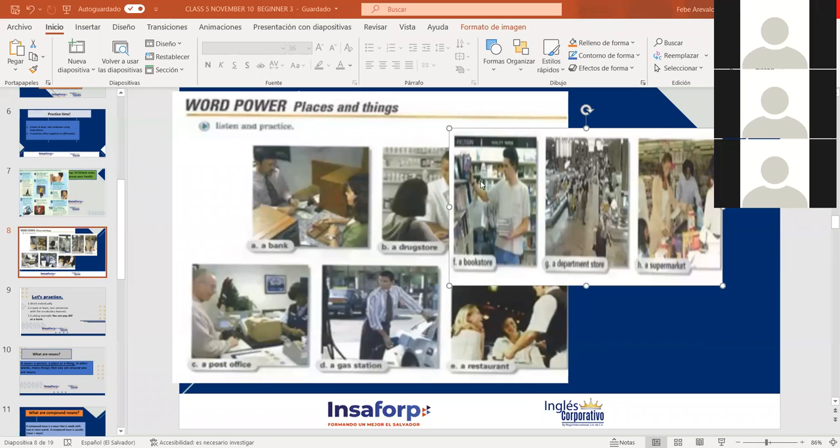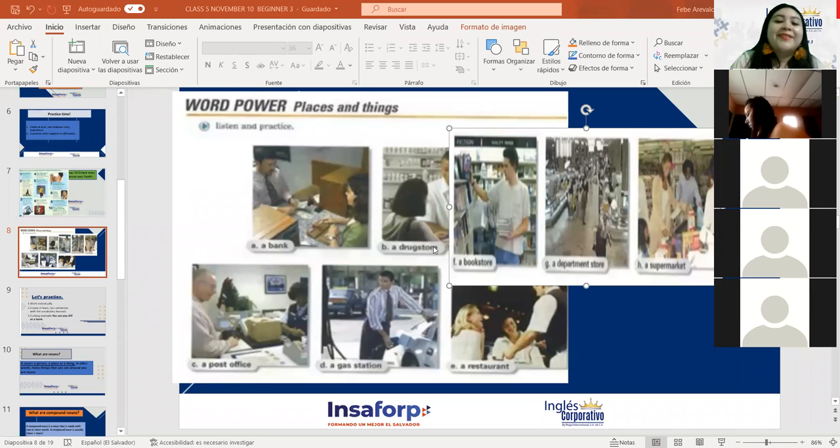Can you tell me the vocabulary, please? Okay. Todavía no ha pasado a decirme el vocabulario, ¿verdad? No. Okay, excellent. Tell me. A bank, a drugstore, a bookstore, a department store, a supermarket, a post office, a gas station, a restaurant. That's correct. All right, girls.